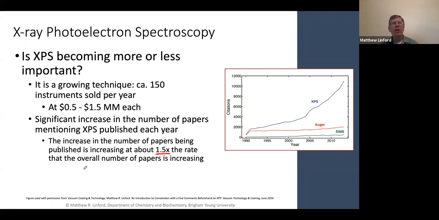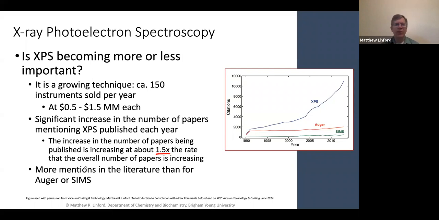So you might say, well, the number of citations and mentions of XPS in the literature is increasing, but the number of papers out there is increasing as well. Well, the use of the technique appears to be increasing about 1.5 times as fast as the rate of all the other papers being published. So XPS really is increasing in importance and doing so in a very nice way.